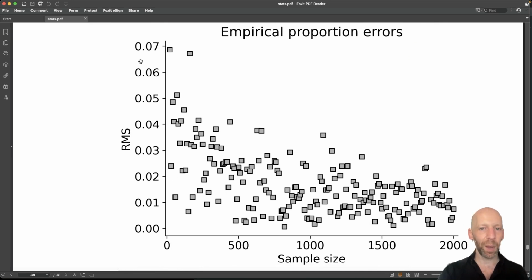So here is the RMS. Again, smaller numbers closer to 0 are better. That means a closer match between the analytic probability function and the empirical proportion function. And here we see the sample sizes. I'm going to say a few words about this, have a discussion about what this means, what its implications are for statistics, but I will talk about that after generating that plot in Python.